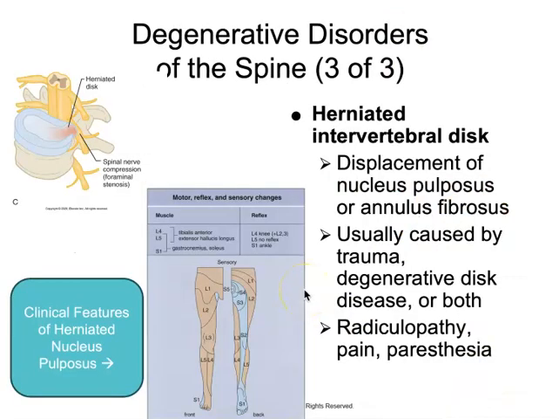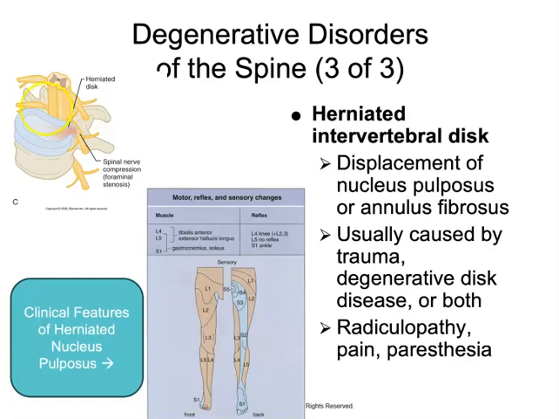And lastly, in this category, we have herniated intervertebral discs, which occur when our soft gel-like center, known as the nucleus pulposus, pushes and causes a tear of the outer layer known as the annulus fibrosus. This displaced material puts pressure on our nearby spinal nerves, and that could cause pain and neurological symptoms. Typically, these herniations are caused by trauma, degenerative disc disease, or a combination of both.